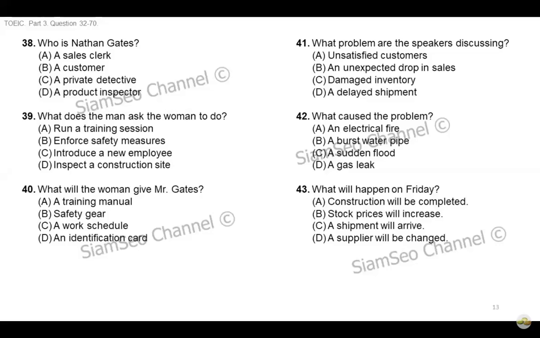That's true. I heard from our supplier and they said they can restock our storage room this Friday. I guess we'll just have to wait patiently until then. Number 41. What problem are the speakers discussing? Number 42. What caused the problem? Number 43. What will happen on Friday?